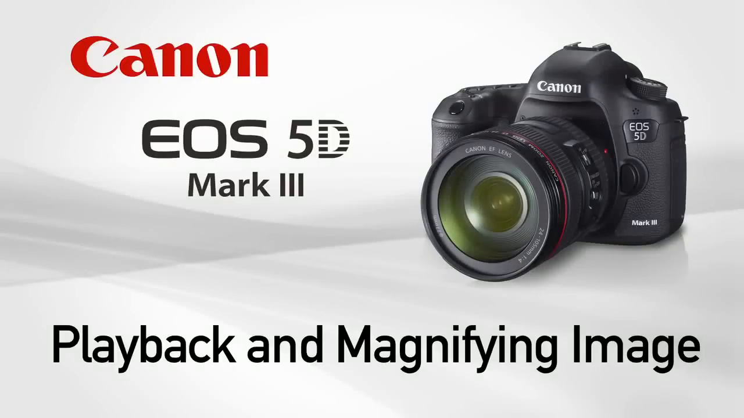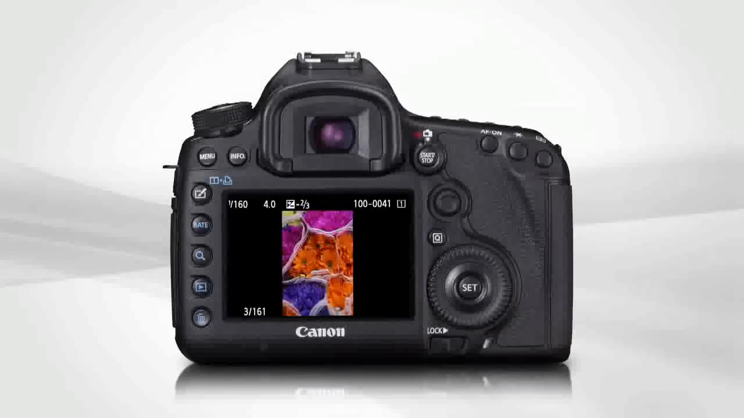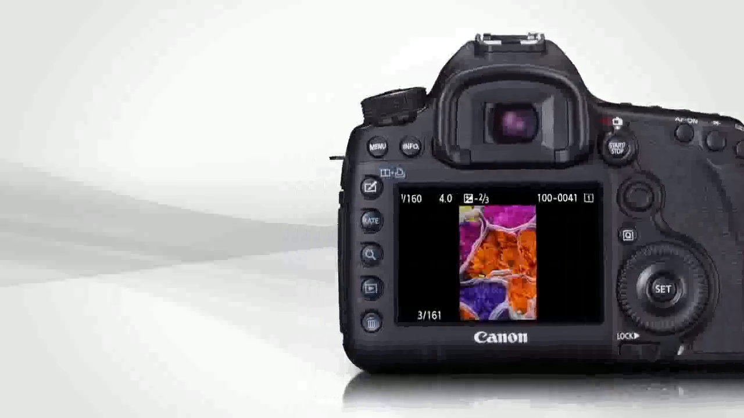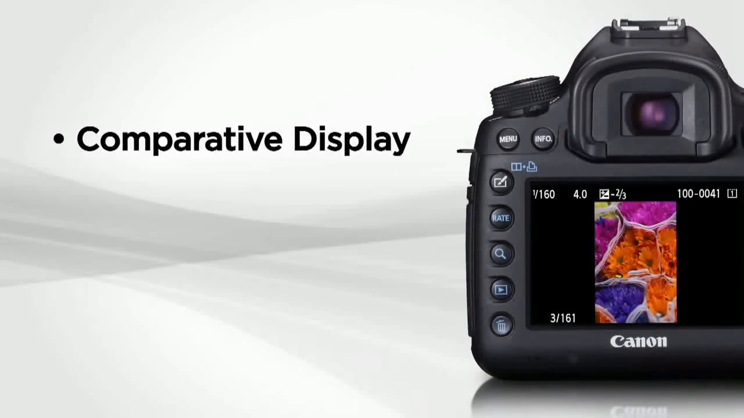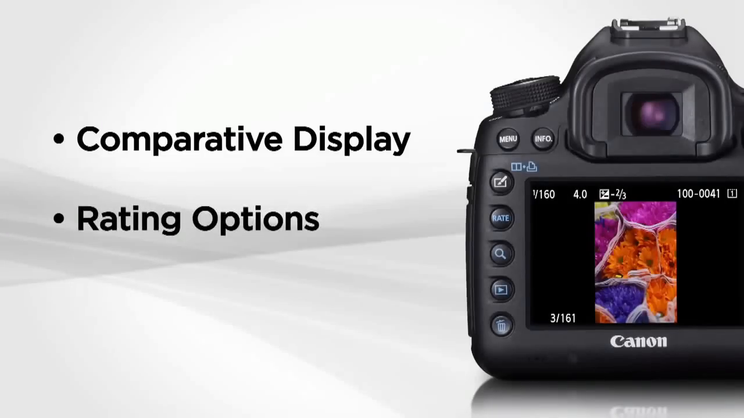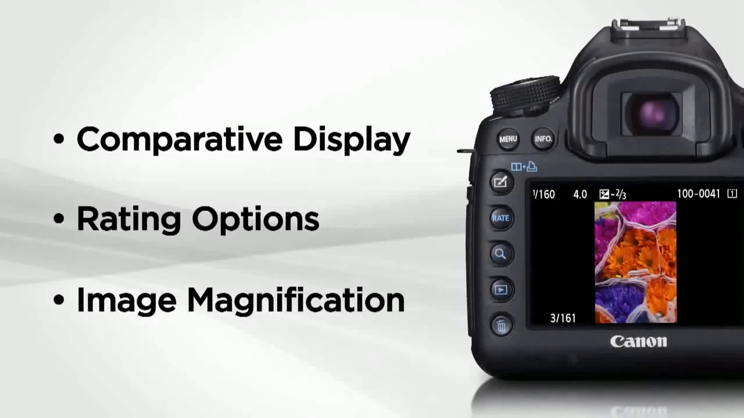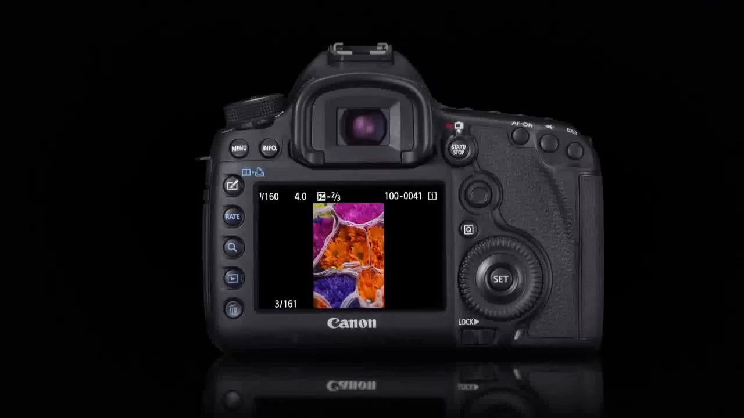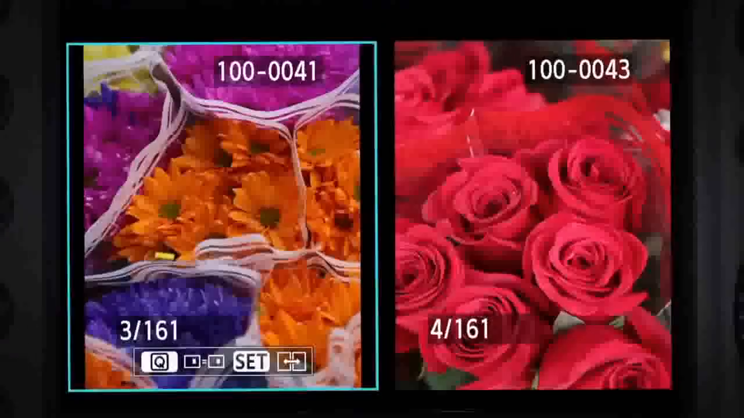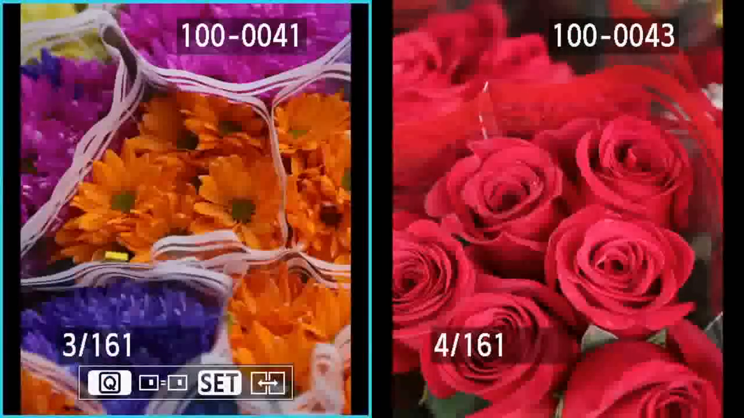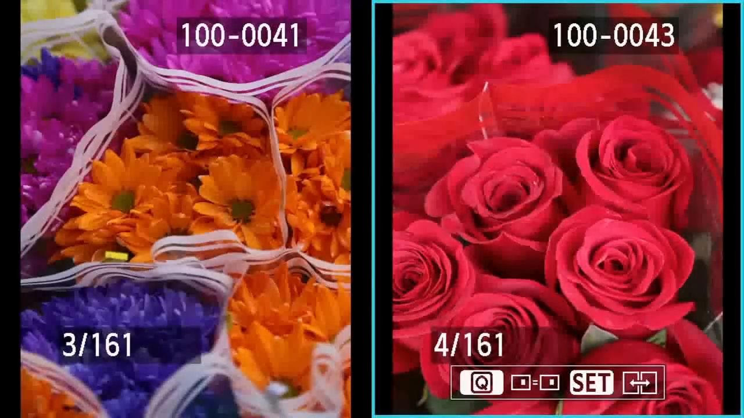Playback and magnify image. Playback functions have been redesigned, making image management faster and easier. Notable new playback options include 2-image comparative display, rating options, and improved image magnification features. During image playback, pressing the Image Creation button will display 2 images on the LCD monitor so that you can compare them. Pressing the Set button switches the blue frame between the 2 images.